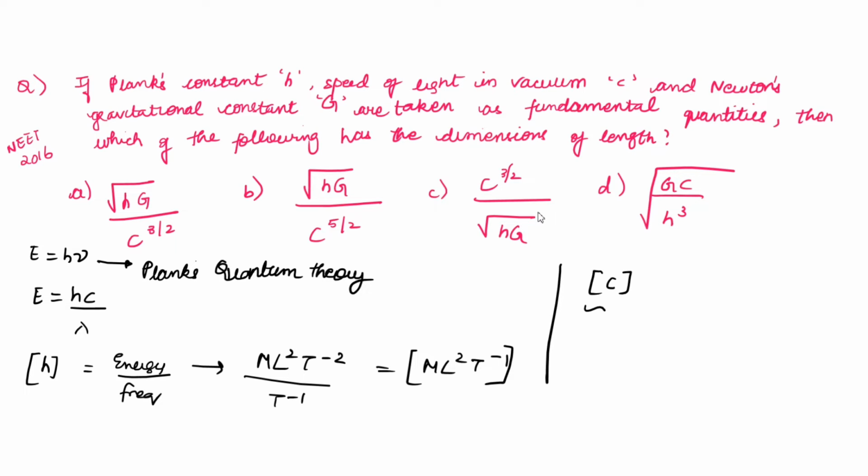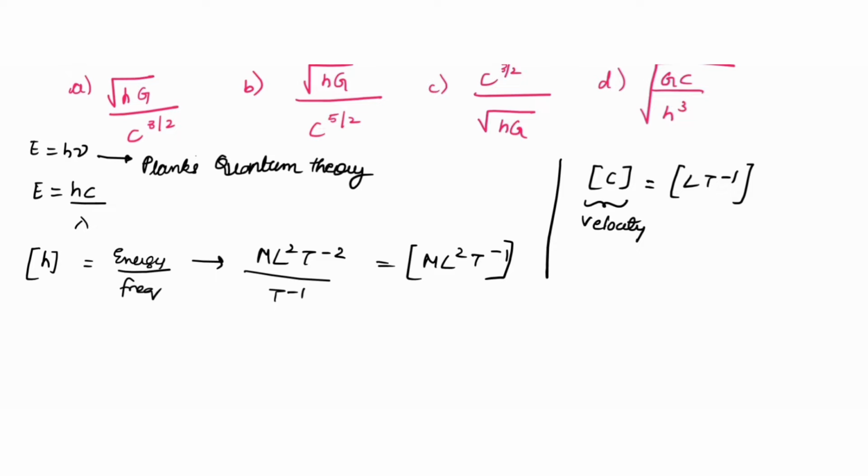Now the next physical quantity given in the question is the speed of light in vacuum, that is c. That is nothing but velocity. We know that the dimensional formula for velocity is LT^-1. The next physical quantity given is the gravitational constant.